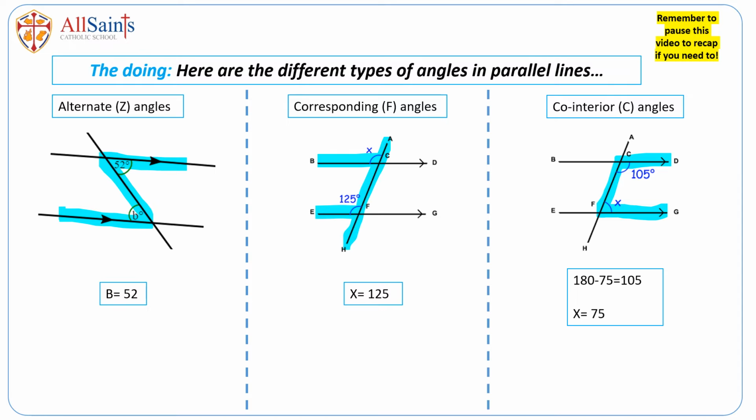Going on to co-interior, we can see we have drawn a C around 105 and X, making this a co-interior angle. If we can remember back to the last slide, our co-interior angles add up to 180. So in order to find X, all I've done is 105 taken away from 180. And if we work that out, we get to our final answer of X equals 75.